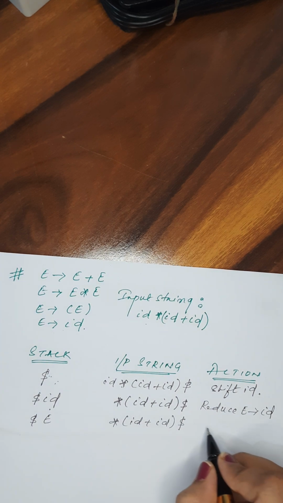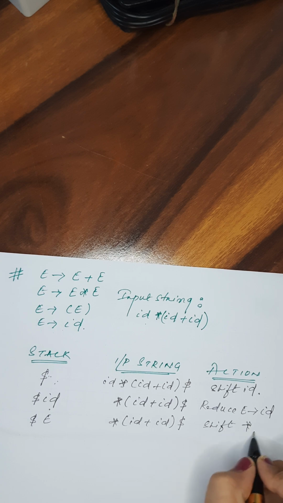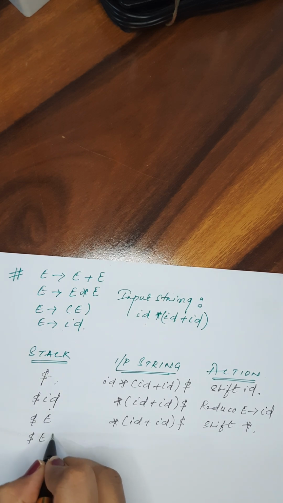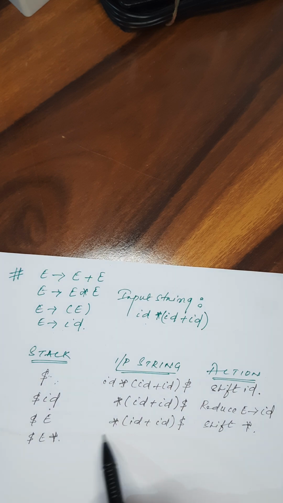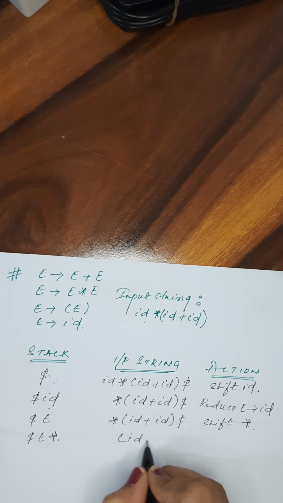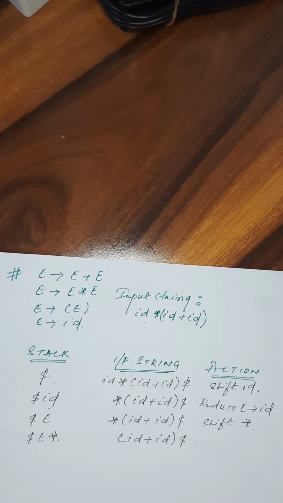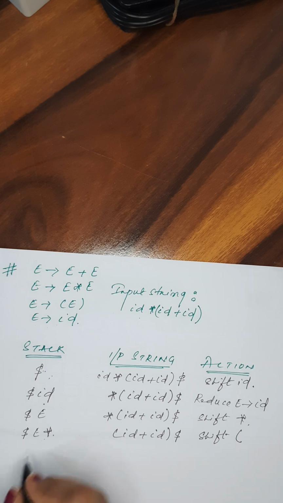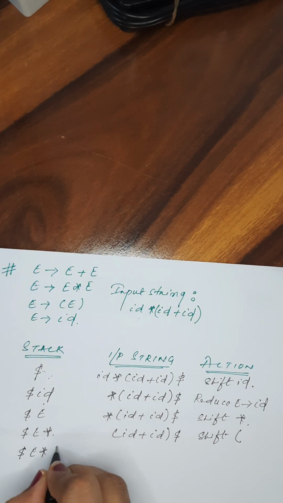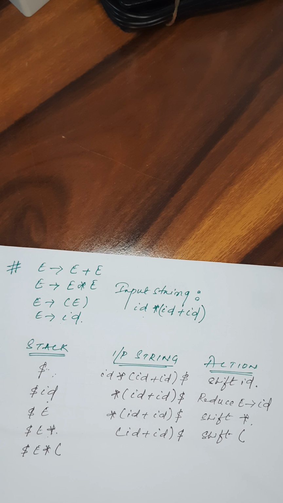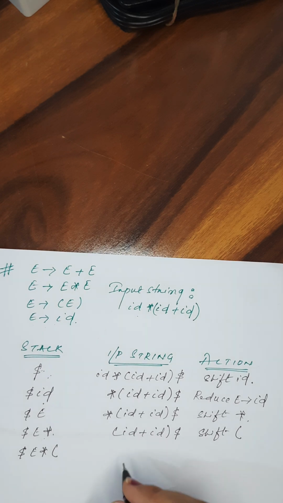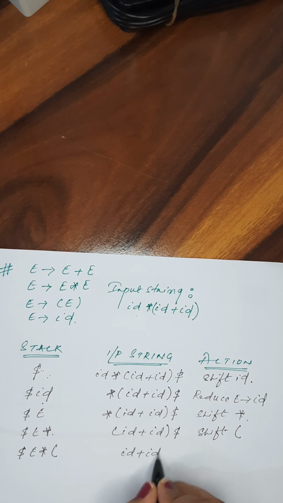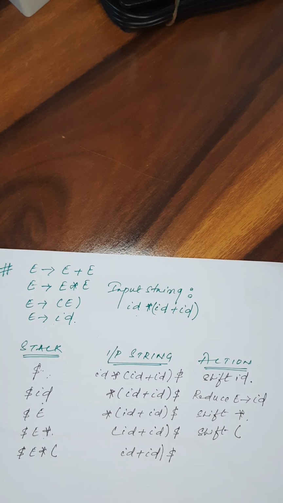Then again what will it do? It will shift. What will it shift? It will shift your star. Okay. Dollar E star. Now, star is not a handle. Why? We don't have any production for star only. So, what will remain over here? ID plus ID dollar. Okay. Again what will it do? It will shift. What will it shift? It will shift your opening bracket. Okay. Then dollar E star opening bracket. Okay. Then what will remain over here? ID plus ID and closing bracket and dollar.